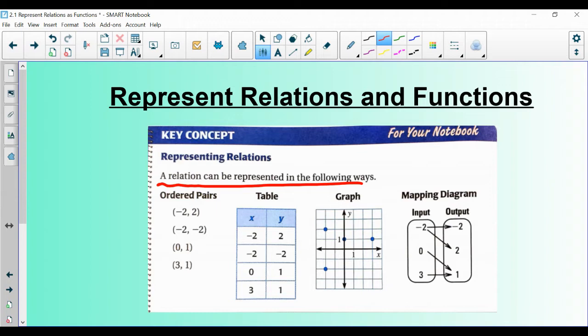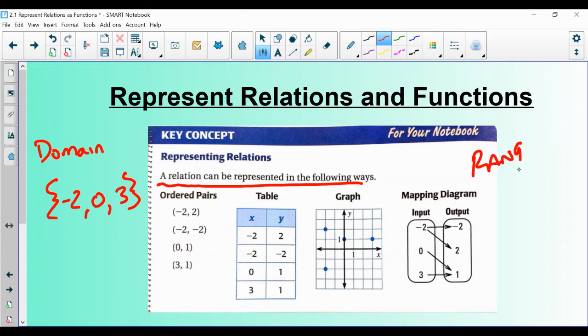If I did ask for the domain, what I would be asking you to do is list the x values that are represented in the relation, and I would ask for that to be in increasing order, in numerical order. So the inputs are -2, 0, and 3. We use set notation for this, which is these brackets: {-2, 0, 3}. This is the domain. The domain is just asking what x values are ever in this relation.